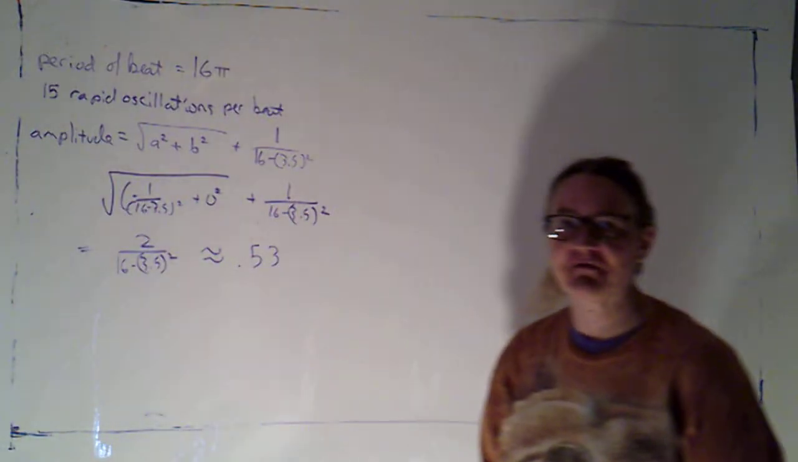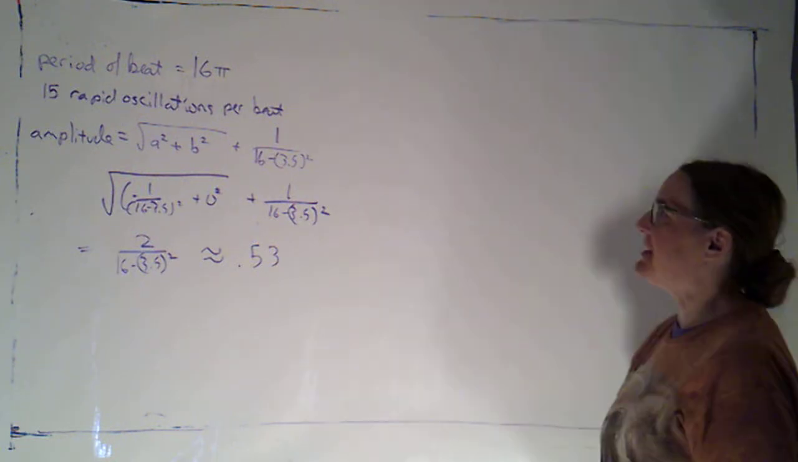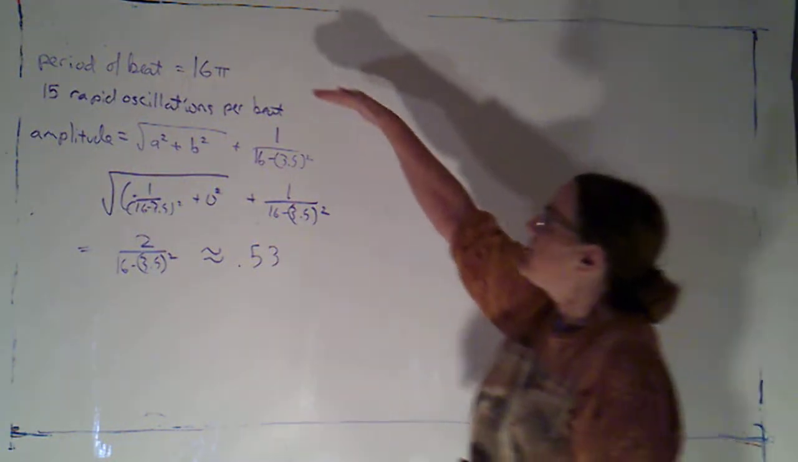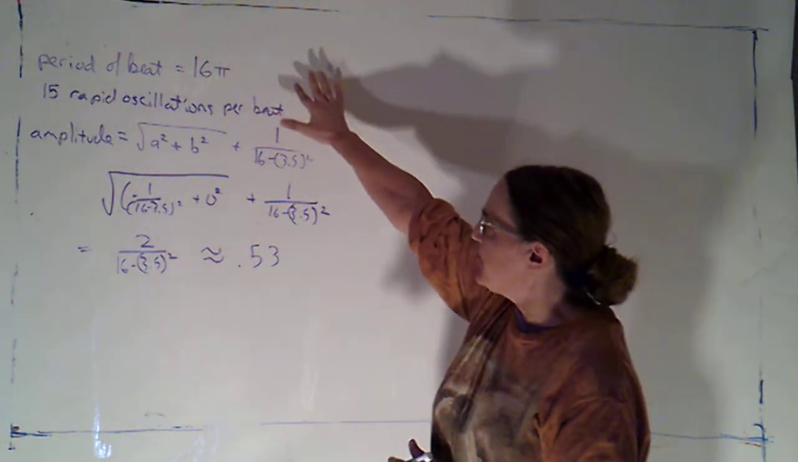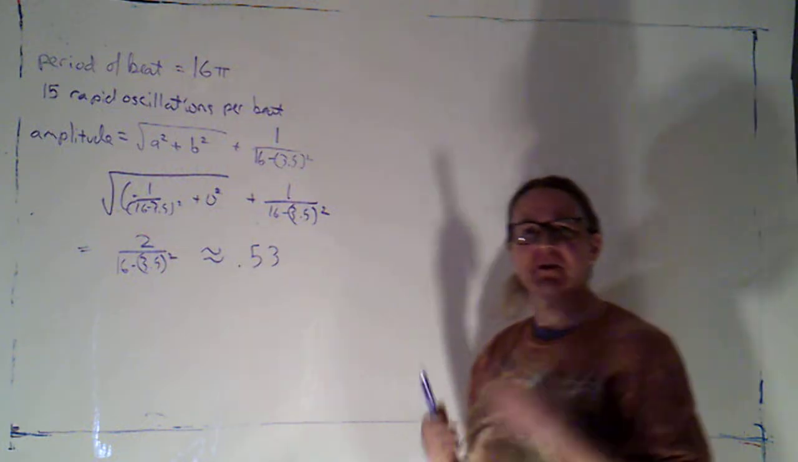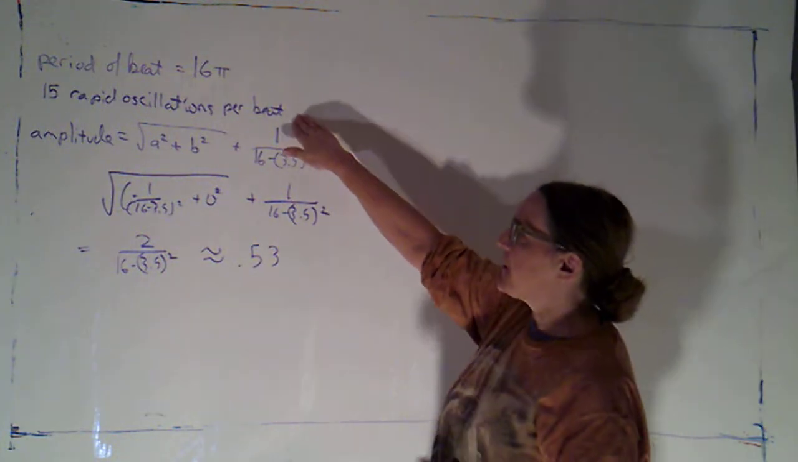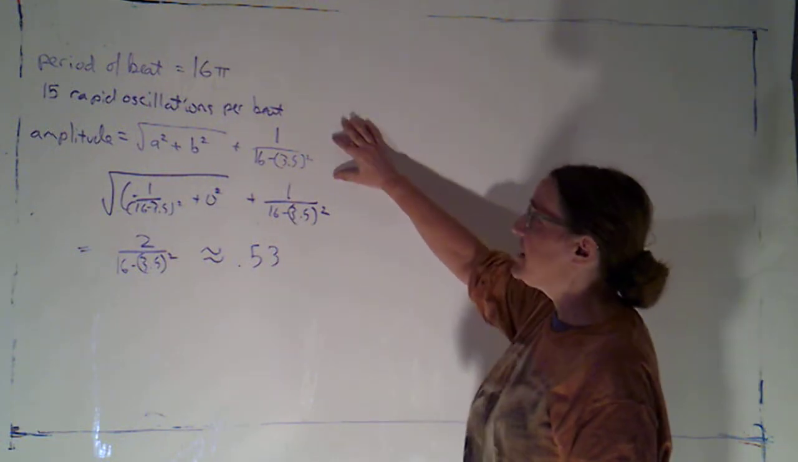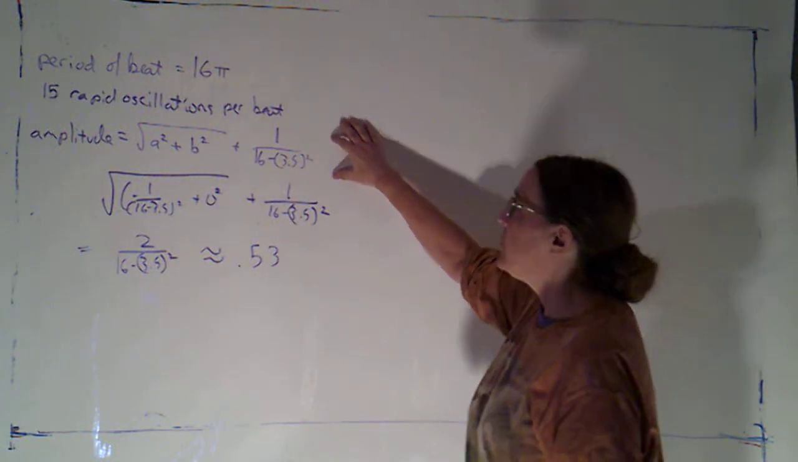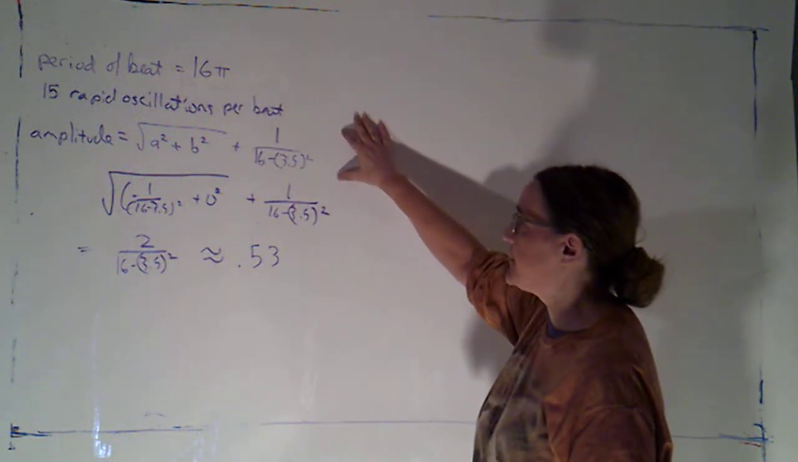Okay, so we are ready to draw a very rough sketch of our solution curve. I've recorded the basic information here. The period of a single beat is 16 pi, and actually with the beat, I am more concerned about the period than the frequency, although they go hand in hand. We determined that there are going to be 15 rapid oscillations per beat, and we determined that the amplitude was going to be the sum of the amplitudes of the natural response and the forced response.